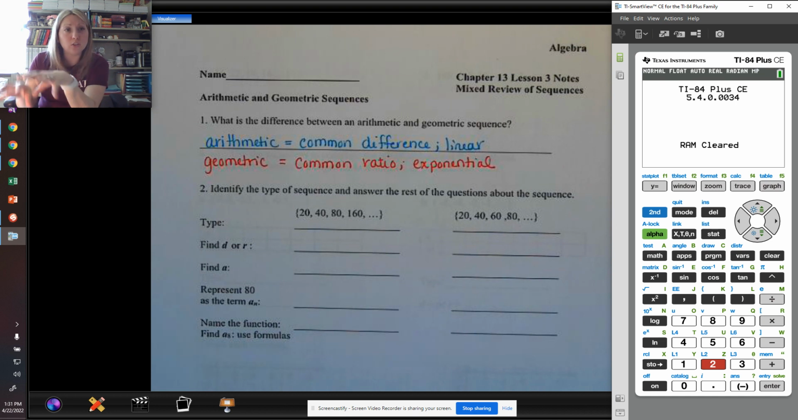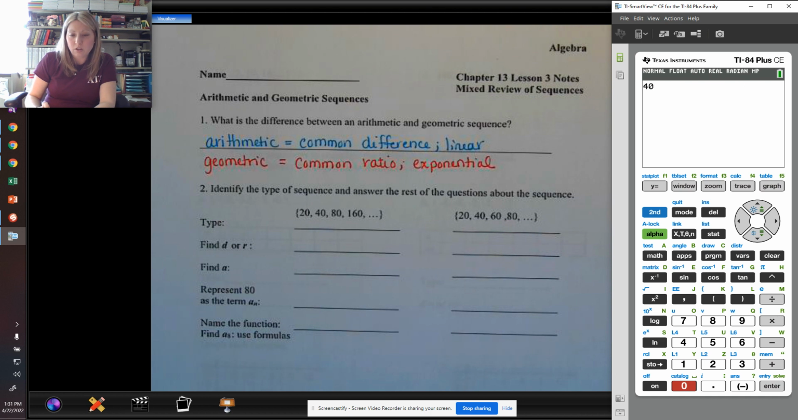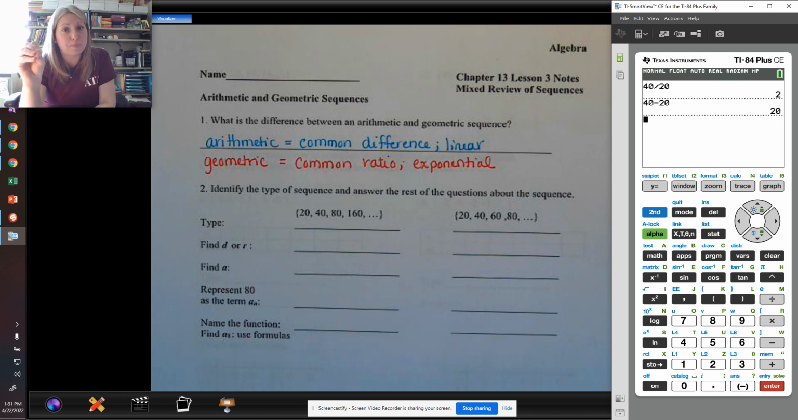So when I look at two different sequences, I can identify what type of sequence I have in the same fashion that I determine the D or R value. What I would start with is I would take the second value and divide it by the first value just to see what I get. And then take that value and subtract and see what I get. So my common ratio might be 2, my common difference might be 20.